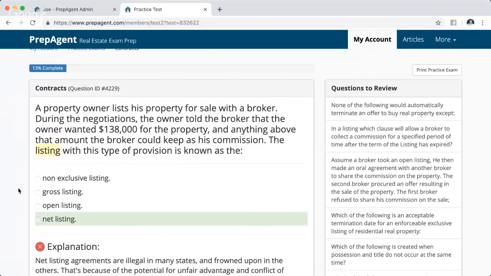And therein lies the conflict of interest, because you're bringing an offer that's satisfactory to the seller, but you'll get nothing. So in that case, you may not want to bring it to them. So there's a conflict of interest. That's why many states have it as illegal or it's frowned upon.